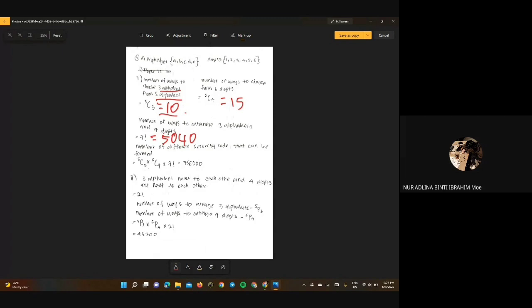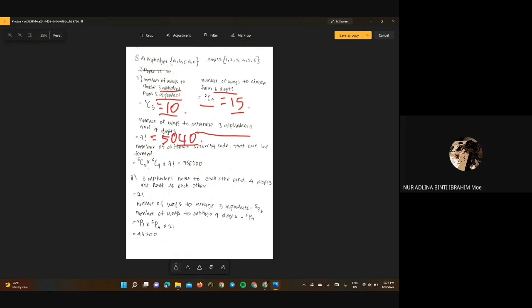Next, the question asks the number of ways to choose 4 digits from 6 digits. The solution is 6C4 equal to 15. The next question asks the number of ways to arrange 3 alphabets and 4 digits. The solution is 7 factorial. 7 factorial is equal to 5040.